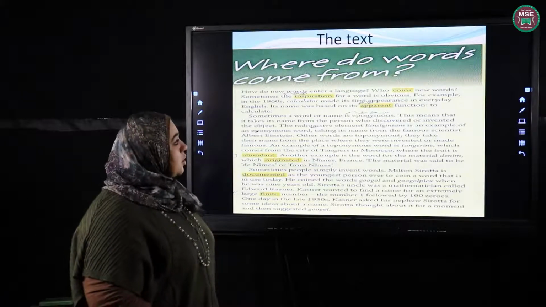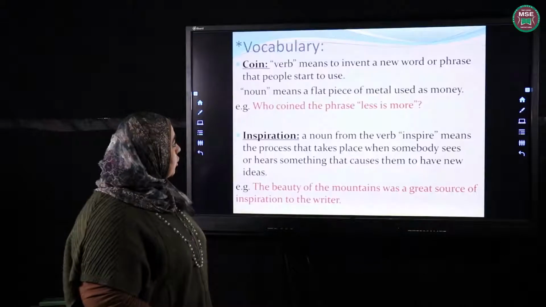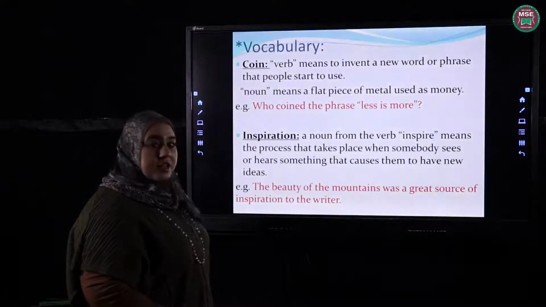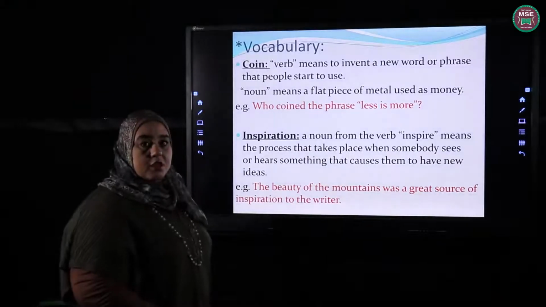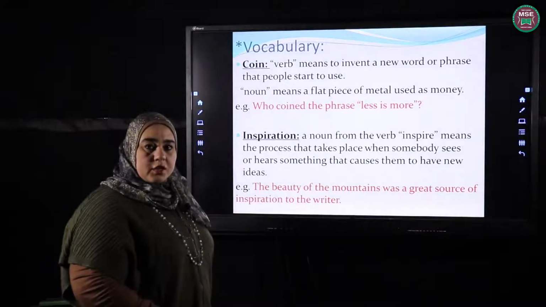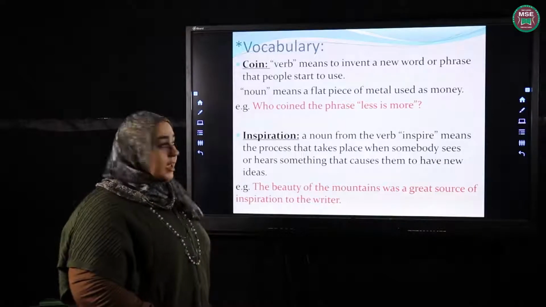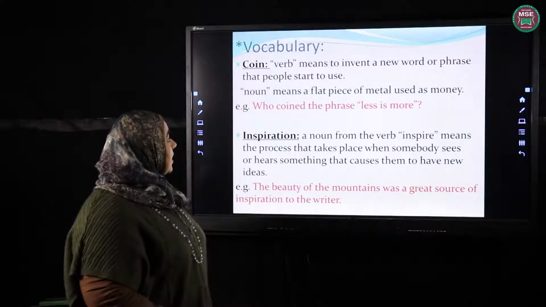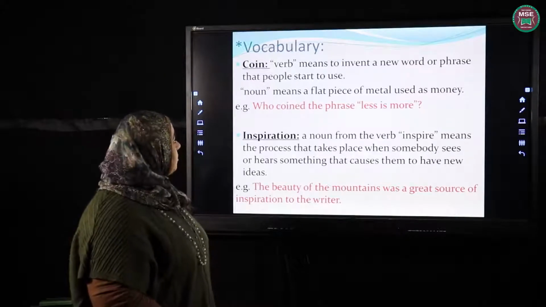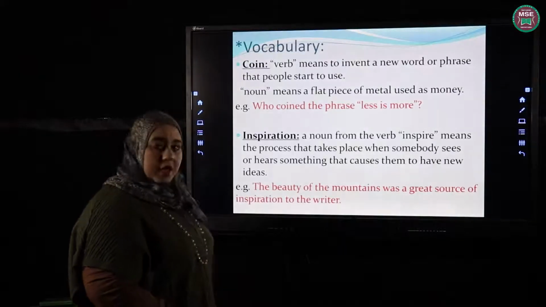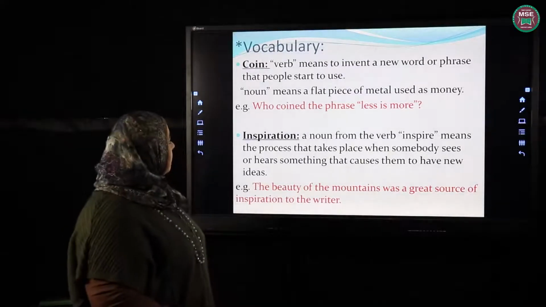Who coins new words? What do you mean by the word coin? Coin is a verb. We have two meanings for it. The first meaning, which came to you in the text, we use as a verb, meaning to invent a new word or phrase that people start to use. Here we have the word coin, which means invent.